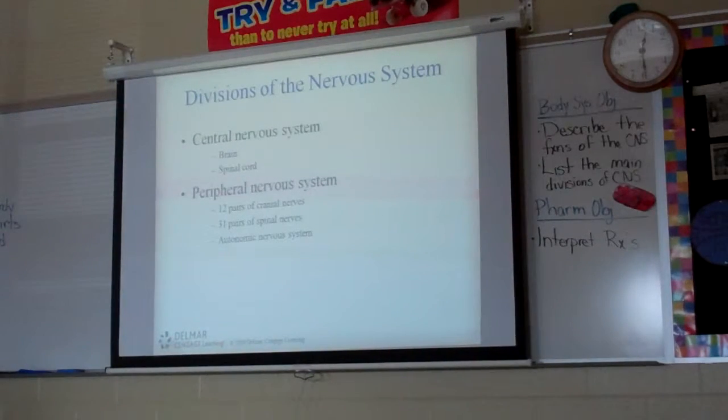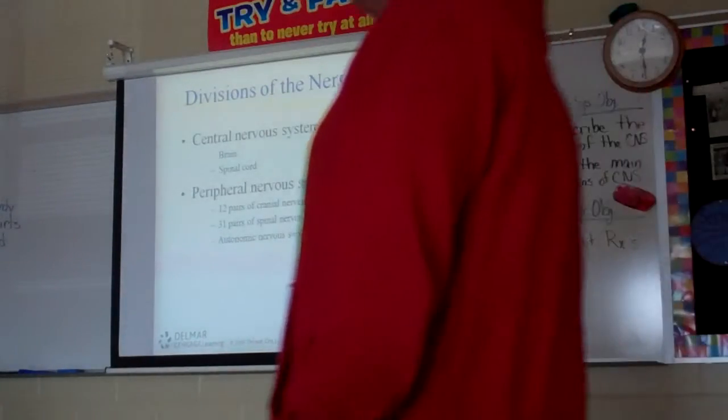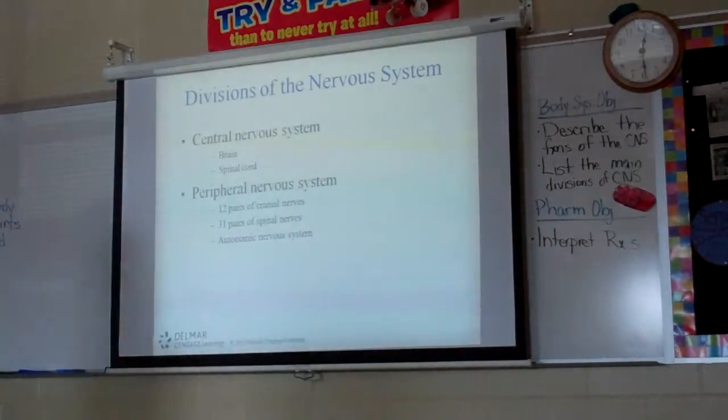Michelle, what'd you learn today? That there are 12 pairs of cranial nerves. Good. We're going to learn those. You're going to have to know their names. Not today, though. And there's a way to learn them in the order.